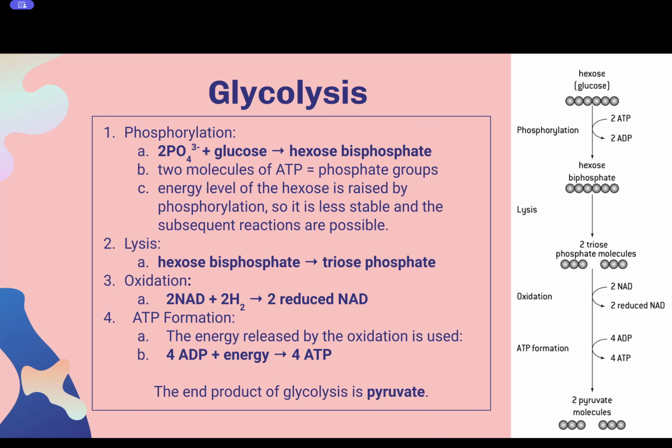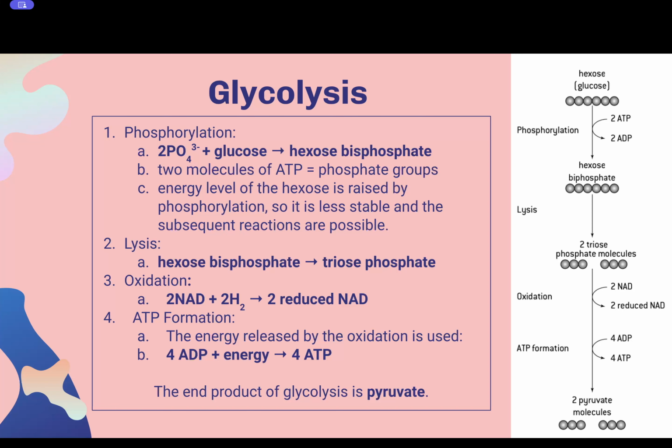Okay, glycolysis. Glycolysis basically has 4 steps, actually 3 steps. Step 3 and 4 happen in the same process. If you look at the right flow chart or the right metabolic pathway, then oxidation and ADP formation happen at relatively the same time, but I've written them down as 2 different steps. So the first, of course, is phosphorylation. The example I used in the previous slide is what happens here.